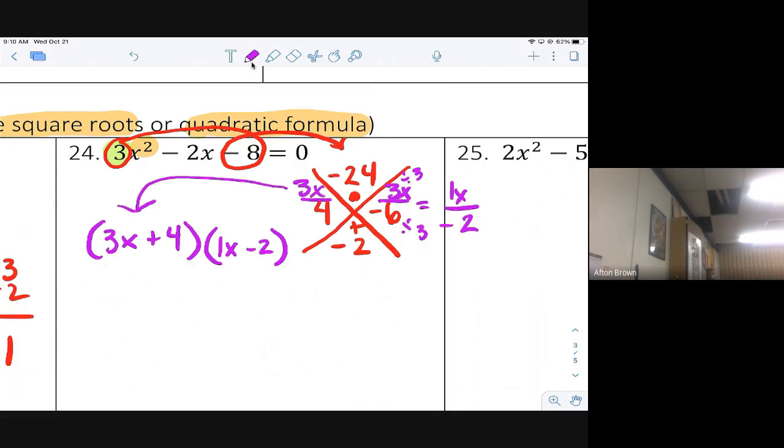And truthfully, once I get here and I see these can't be reduced, I know that the other factor of 3 is a 1, so I don't even have to look here. And I know the other factor that makes this 8 is going to have to be a negative 2, so I can kind of double check and make sure that it works.